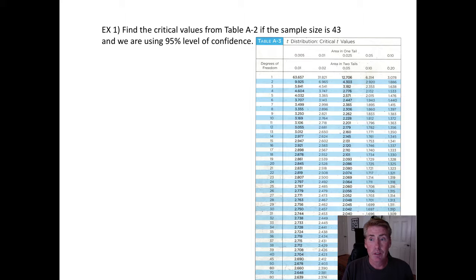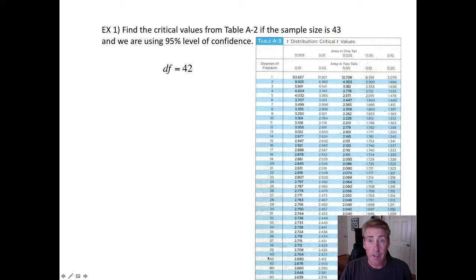So here's an actual example. If the sample size is 43, and we're using 95% level of confidence, all right, get our table A3 here. 95% level of confidence means alpha equals 0.05. So we'd be using this middle column where it says 0.05. Then degrees of freedom is going to be 42. So then over here, go down to where there's 42.